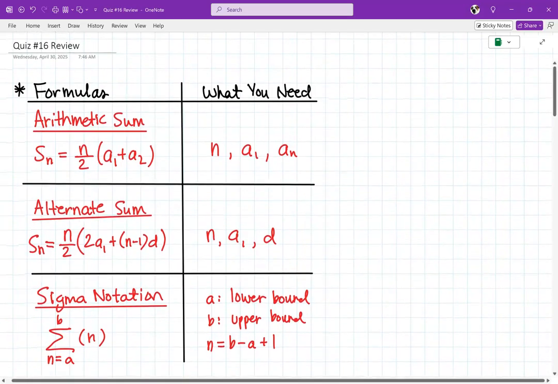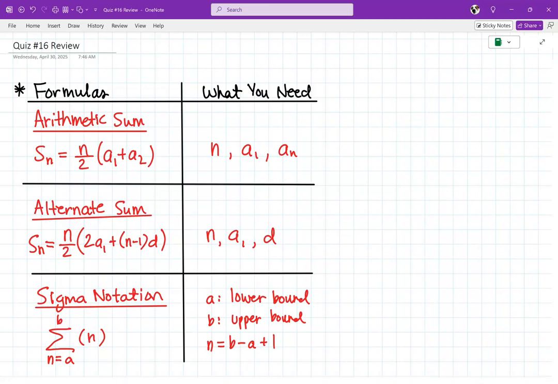All right, so we are going into quiz number 16 review. Quiz is tomorrow. Homework is due tomorrow. And like I mentioned, if you don't have the homework, please make sure you get it from the black box. But I wrote out the formulas that we have to use in order to have a pretty successful quiz. Okay, so there are three formulas.